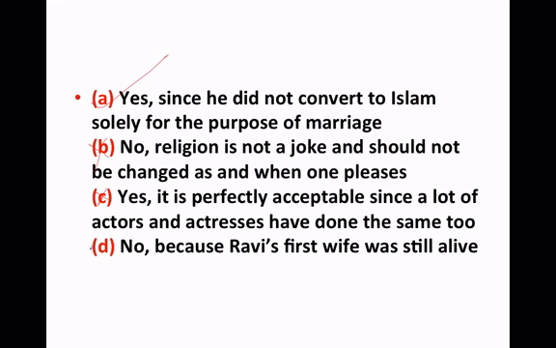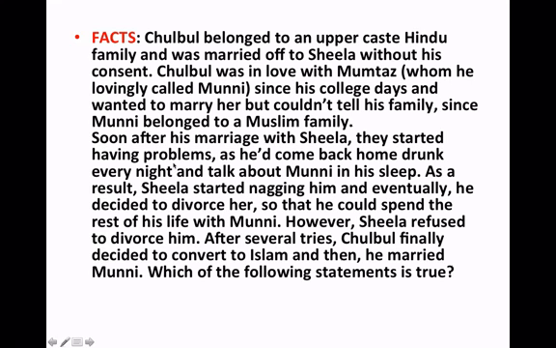Again, here this is not correct because Ravi's first wife has got nothing to do with the second marriage. In the facts, it is not mentioned anywhere that you cannot have a second wife with the first wife still alive. So only option A is correct, and that is our answer.